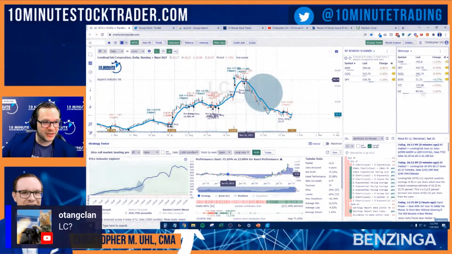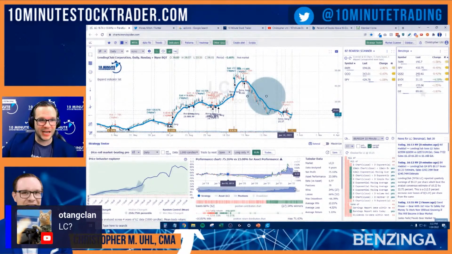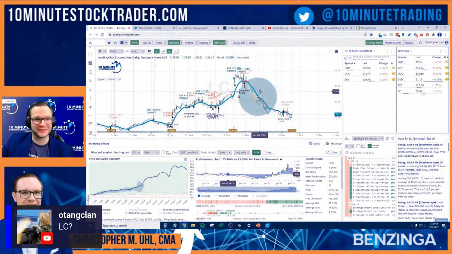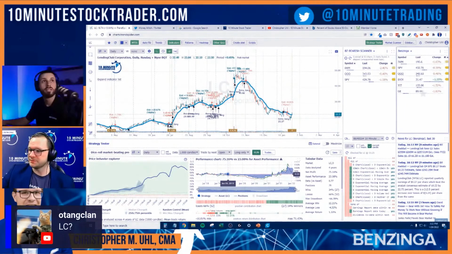The exit point, November 16th. The next time it was even considered, January 12th. So you missed this entire down move. And then it ricochets in and out right there. But the point is that when you use a strategy like this, you get to skip all that garbage and focus only on the good stuff. So LC, Lending Club on the 10-day, that's definitely a nice return, 75%.